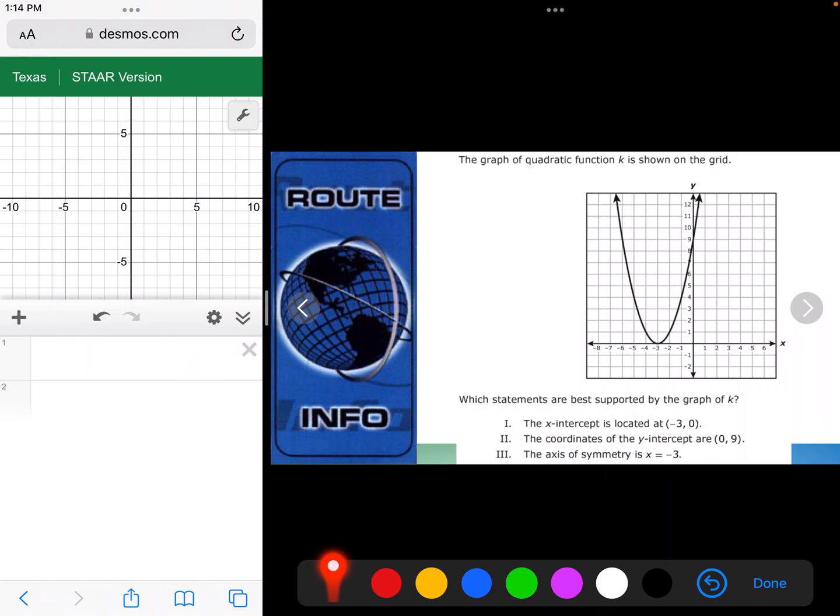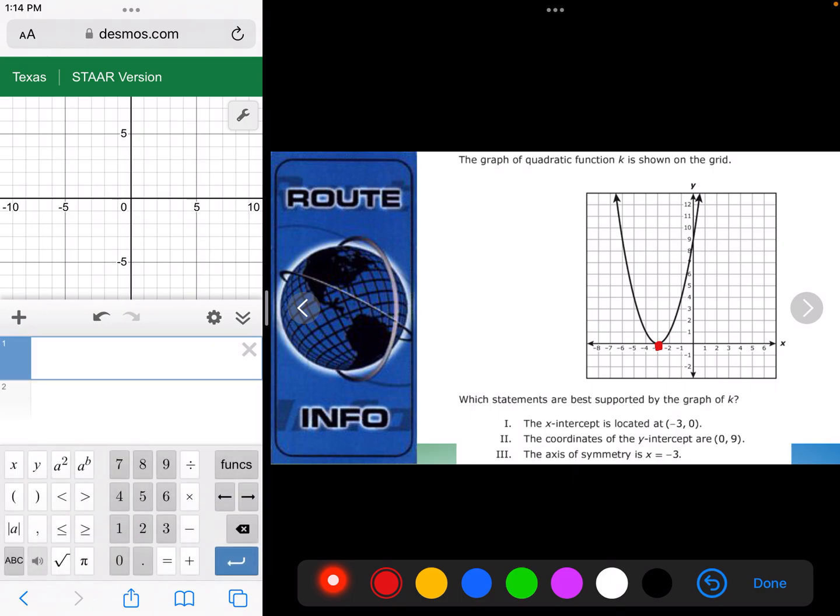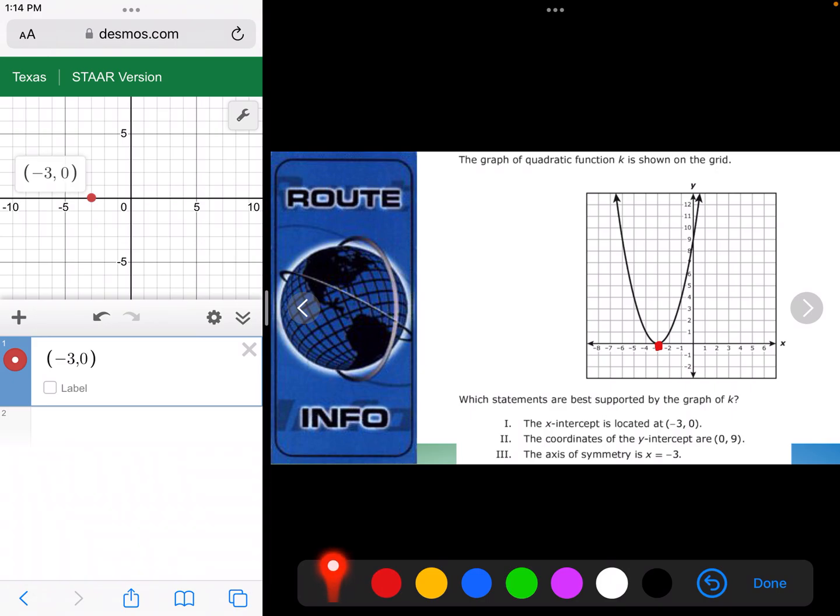All right, so from this function, let's see which ones of these are true. Based on the quadratic function, which statements are best supported? Number one, the x-intercept is located at -3, 0. The x-intercept -3, 0 is right there. Now, if you struggle with graphing right now, you could graph that and see if that's about right. That point looks about the same, so that's definitely correct.